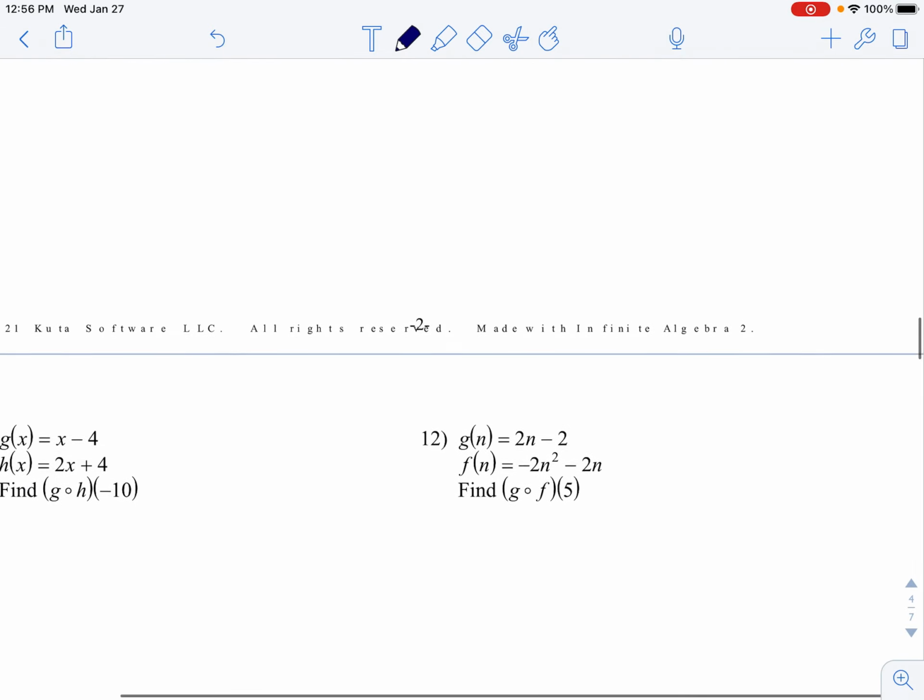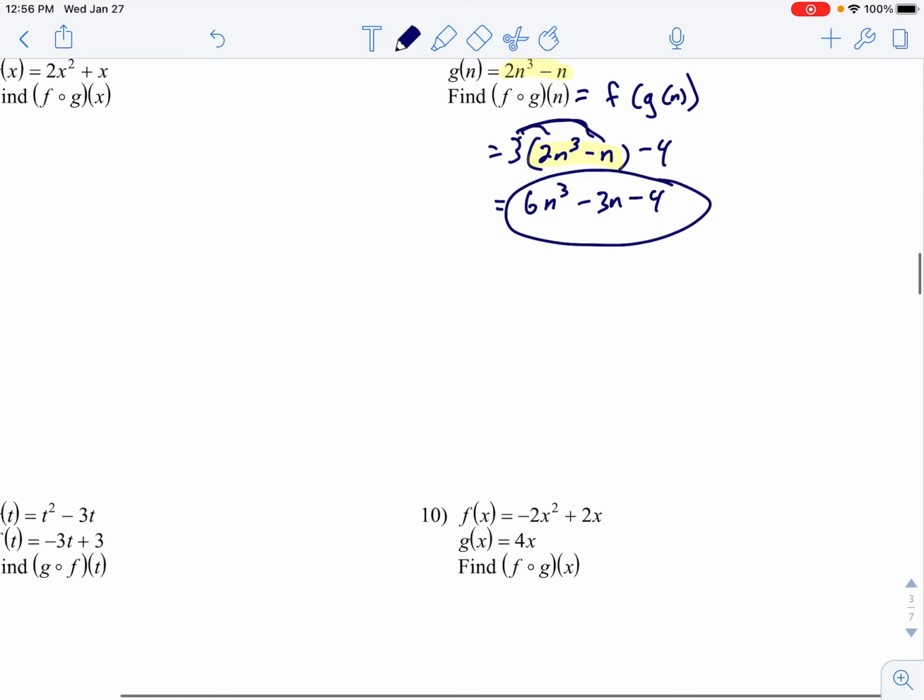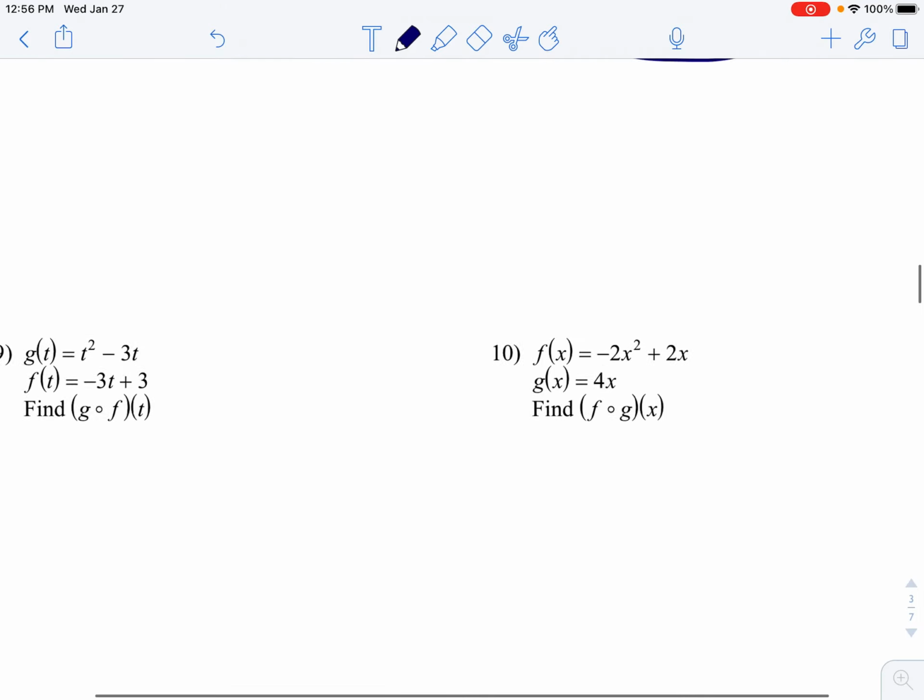What else do we got going on here? Okay, this one is going to possibly be the somewhat trickier one.